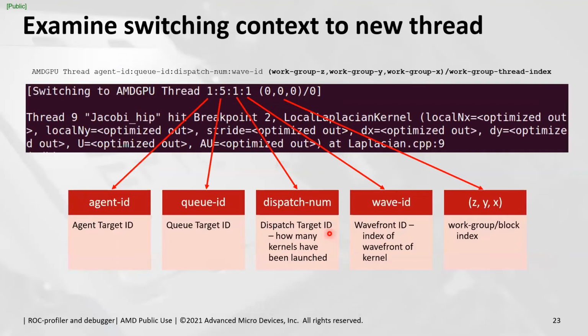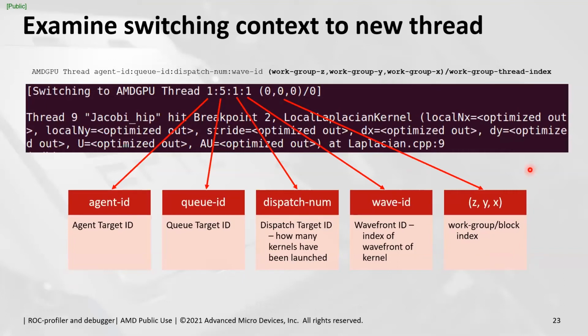So if you want to understand this, how are these threads labeled here? The first is the AMD agent target ID, followed by the queue ID, then the dispatch number, which basically tells you how many kernels have been launched till now. Then the wave ID number, which is good to know because you want to know how many waves have passed through, and things like that. And finally, the work group or block index number.